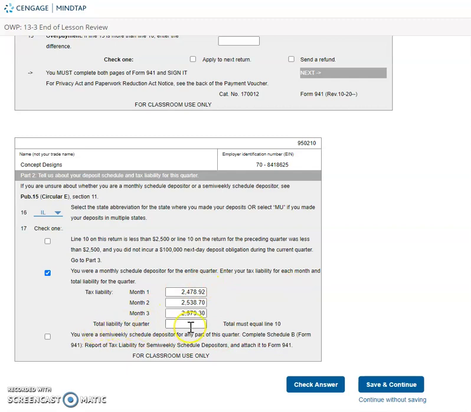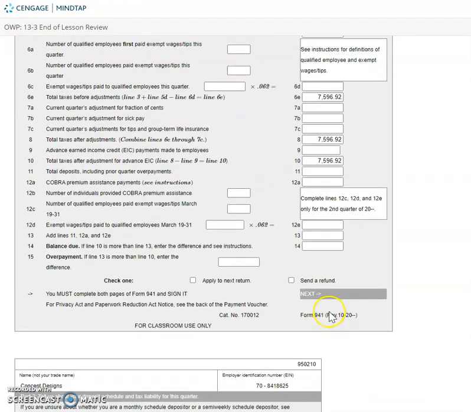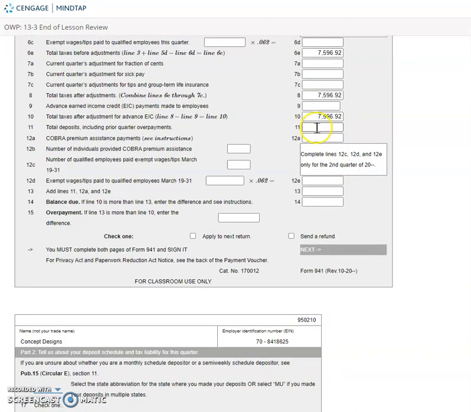Then it asks for my total liability for the quarter. So to figure out the total liability, I'm going to add those 3 numbers together. I get 7,596.92. It does tell me here that this number needs to equal line 10. So I'm going to scroll back up, and I'm going to make sure, I can't get them on the same screen, but I'm going to make sure that those two numbers equal.